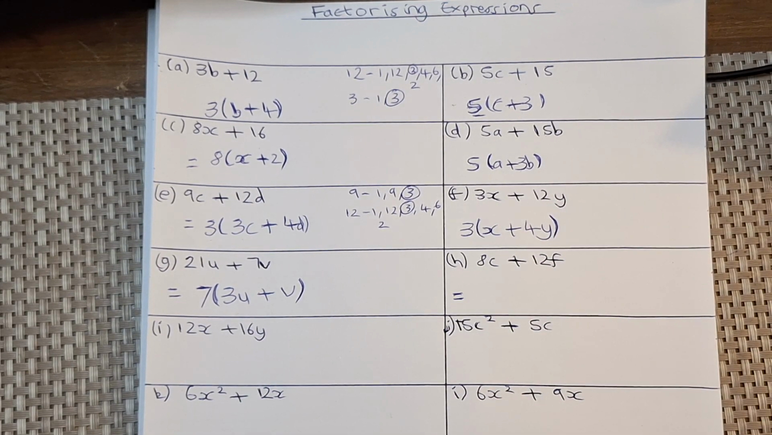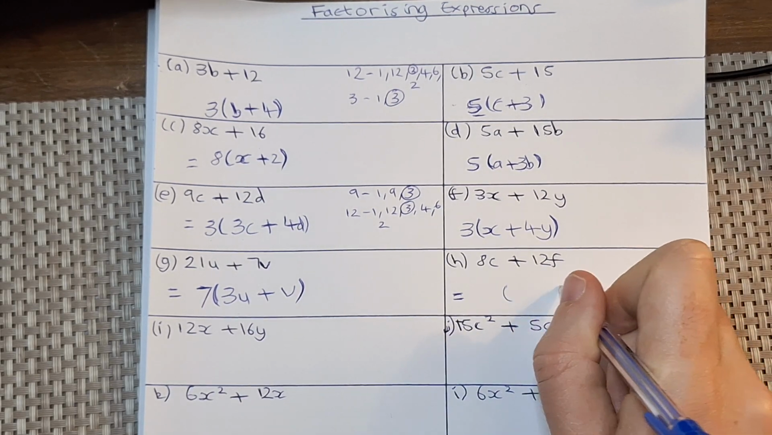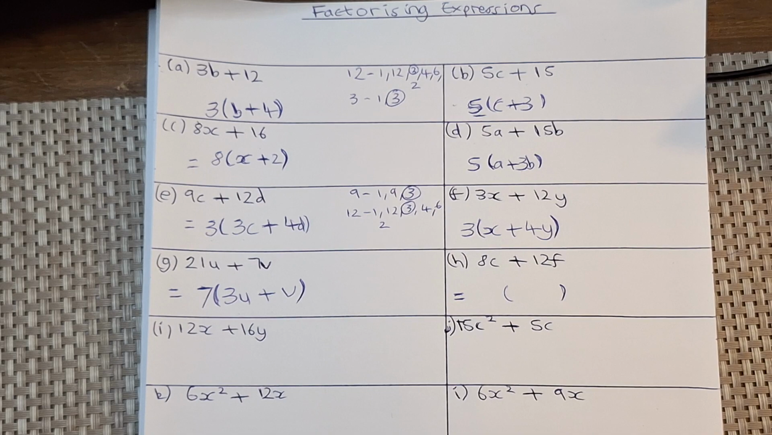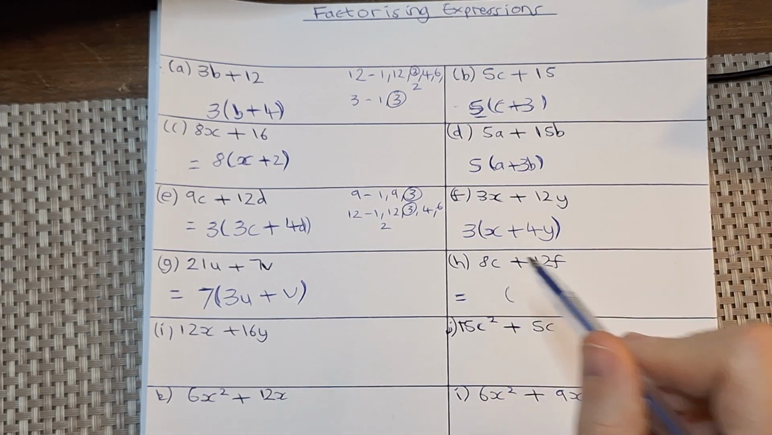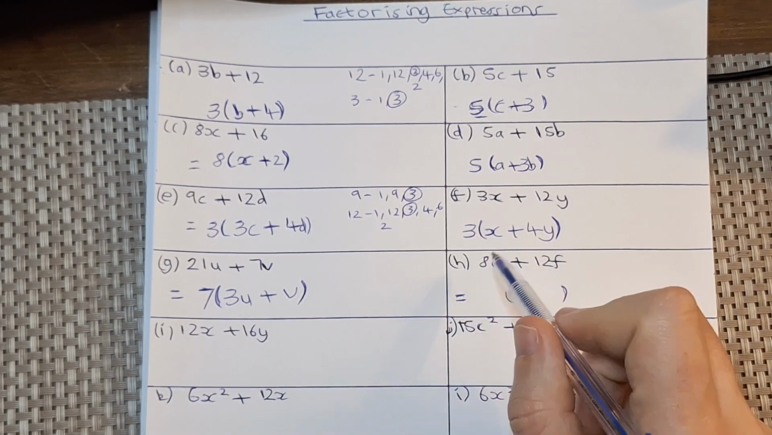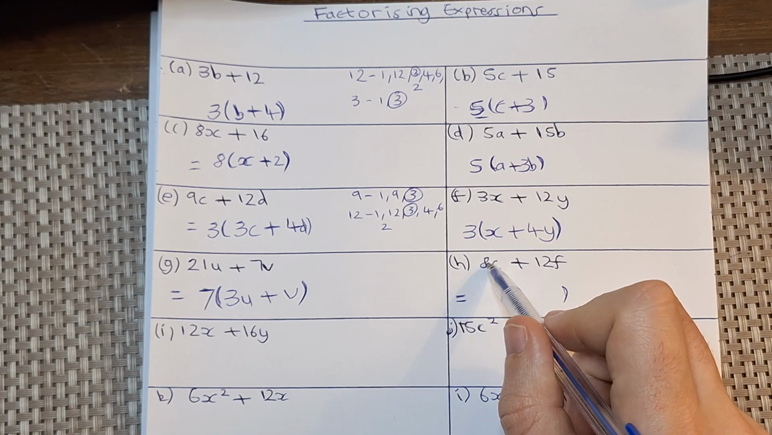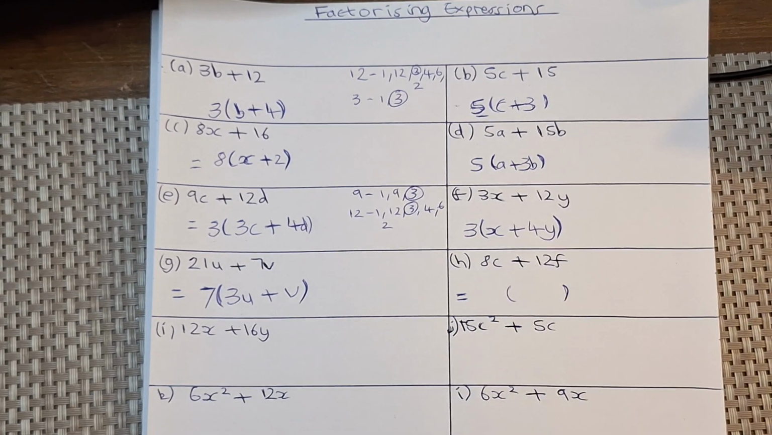Next question, we have 8c plus 12f. So firstly, what is our highest common factor here? The highest common factor is going to be 4, because the factors of 8 are 1 and 8, 2 and 4. 8 does not go into 12, because 8 times 2 is 16. Therefore, the next highest factor of 8 is 4, and 4 does go into 12, because 4 times 3 is 12.